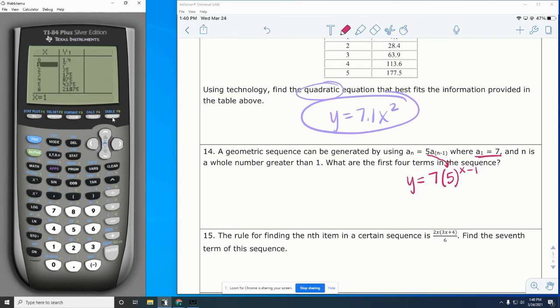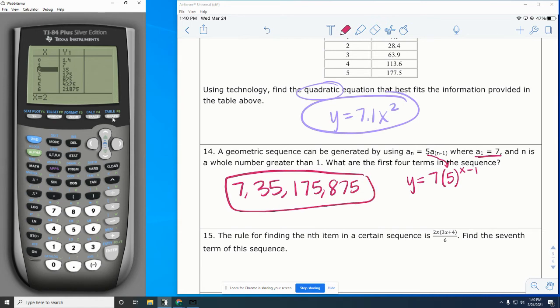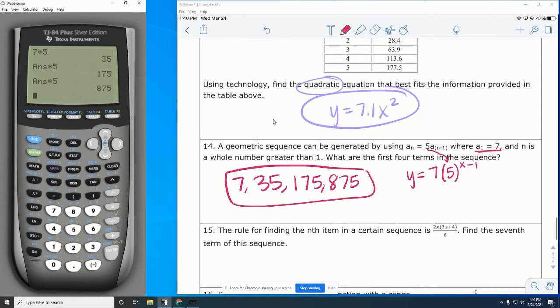From here, I can go to the table. My first term is 7, like it says. And they want the first 4 terms. So 7, then 35, then 175, then 875. The other thing you could do if you can't remember how to write your equation is we start at 7, we multiply it by 5 for the next term, times 5 for the next term, and times 5 for the next term.